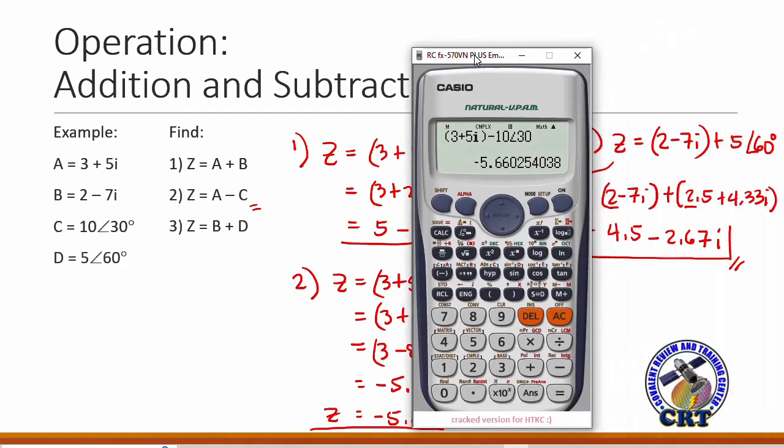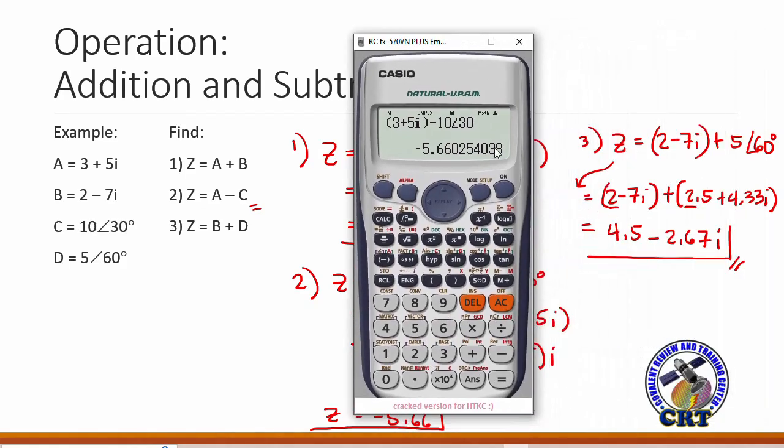So let us solve this. Number 3. Okay? So this is 2 minus 7i, close parenthesis, plus 5 angle of 60. Then press equal sign. And that's it.